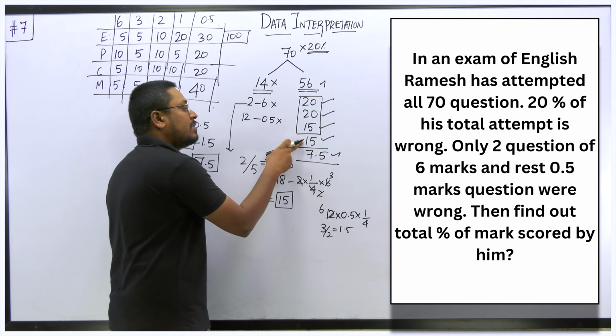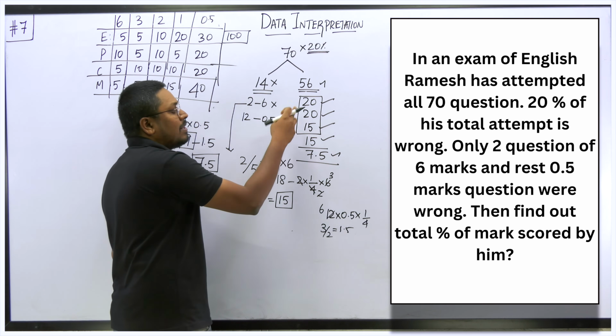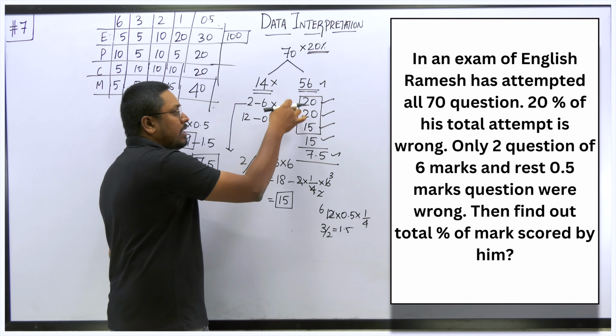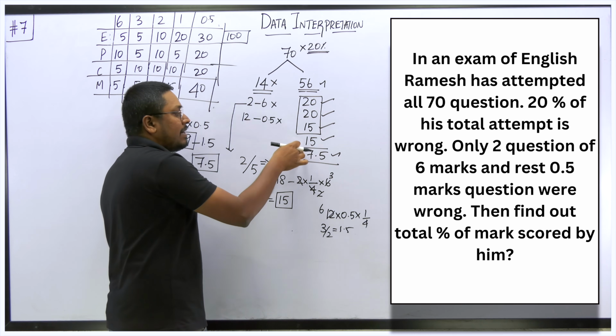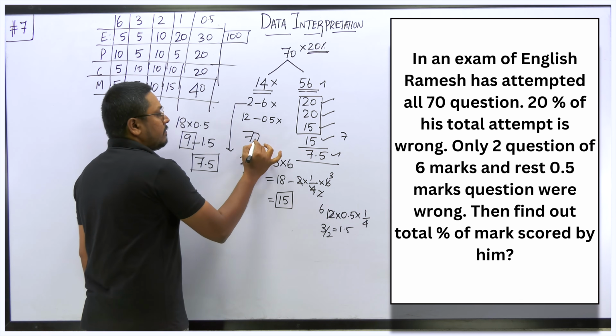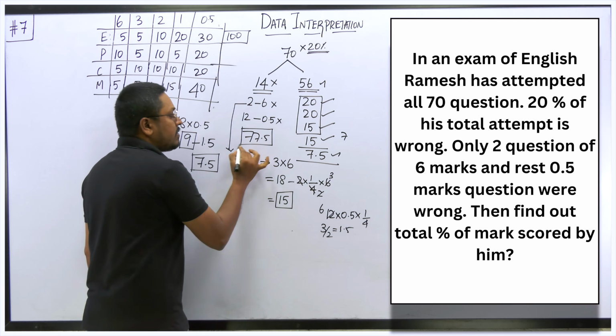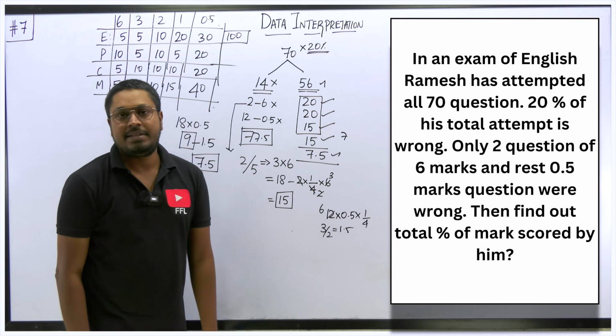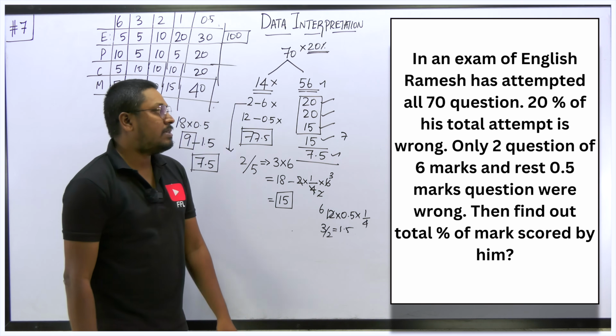This will be the mark he scored on 6 mark, and 2, 1, 3. So finally we have to add 20, 40. This will be 70. 70 plus 7.5 will be 77.5. So this will be the total score he got in the exam. 77.5 is the score of the person Ramesh.